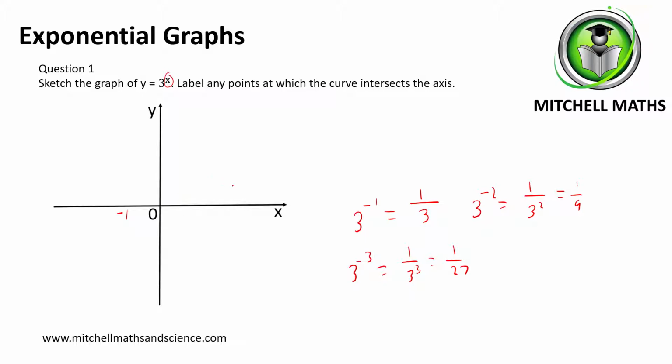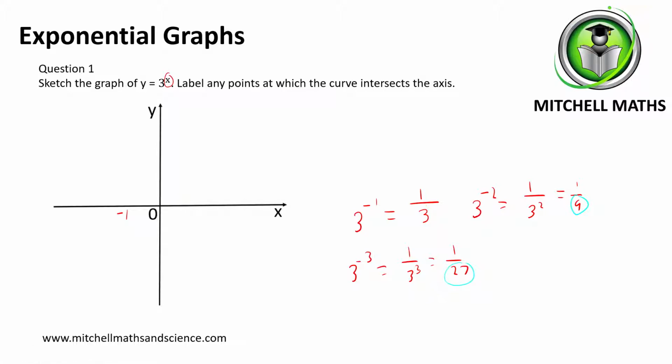When the powers are positive though, 3 to the 1 would be 3, and 3 squared would be 9, and 3 cubed would be 27. So the numbers will get very, very large, very, very quickly. And you're going to get this sort of curve.